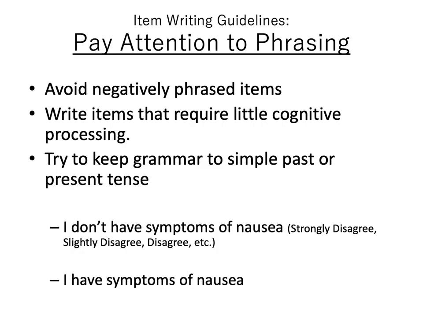So an example of just looking at negative versus positively phrased items, I don't have symptoms of nausea versus I have symptoms of nausea. You can see where if you say I don't have symptoms of nausea and then you strongly disagree, it requires another step with the negative in that sentence, and positively phrased statements are easier to cognitively process quicker and with greater ease.